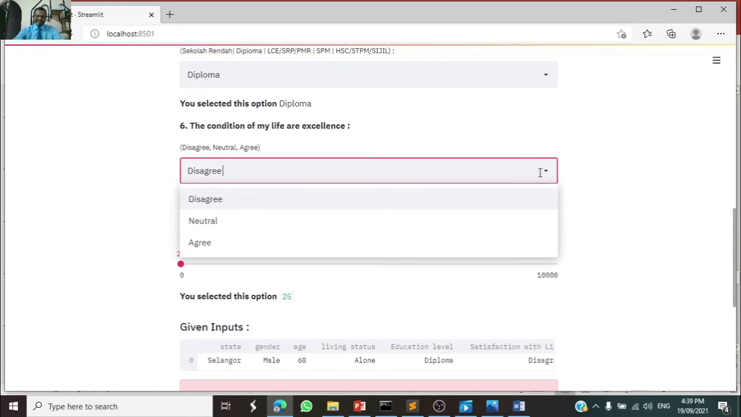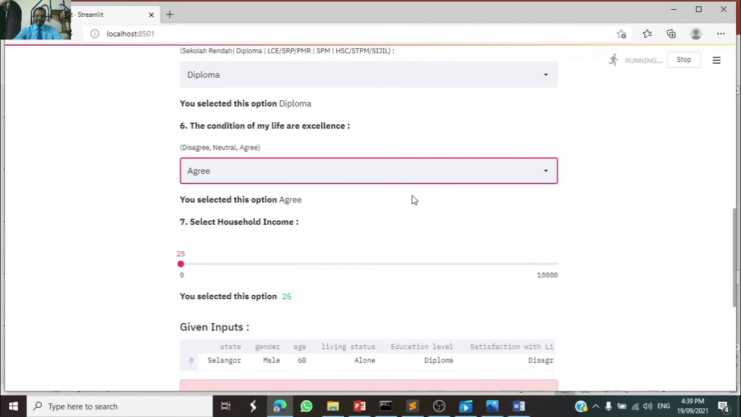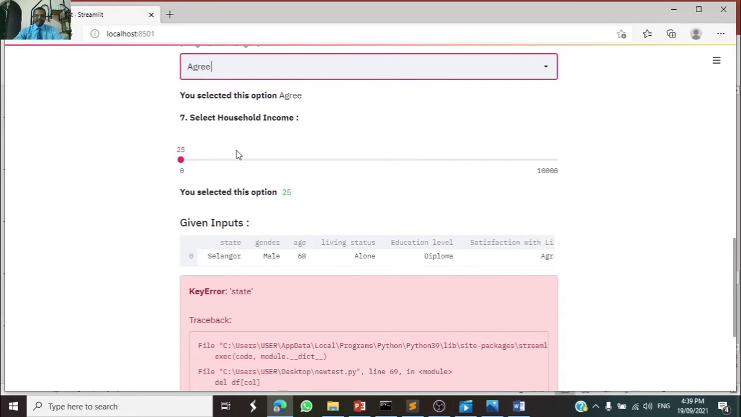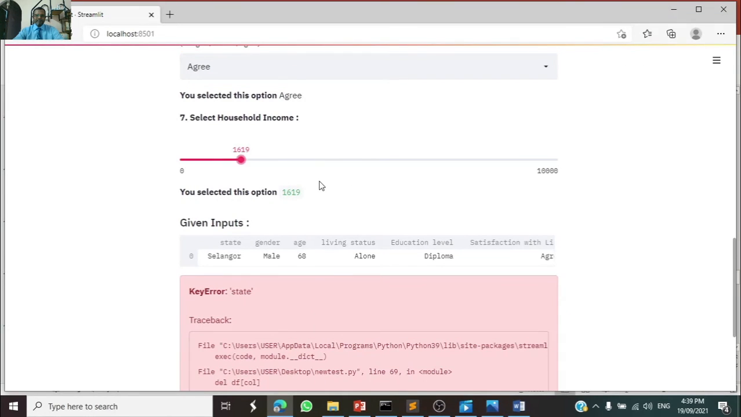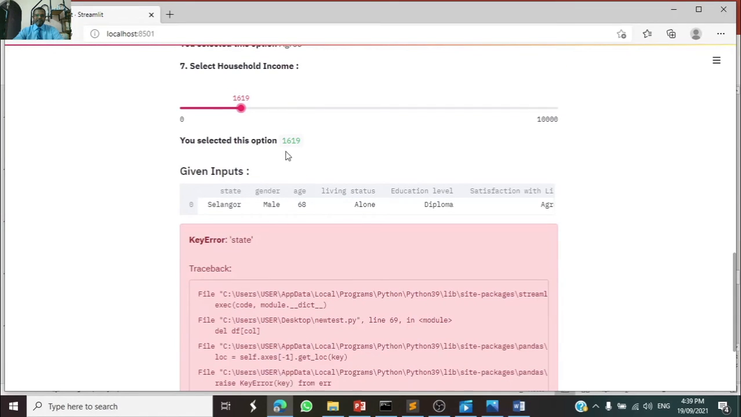So let's say we are looking at agree that she or he is having a good life, that is excellent. Let's say the household income is say 1,619 ringgit. So these are the selection options. Given inputs, we are looking at state, gender, age, living status, education level, and satisfaction of life.